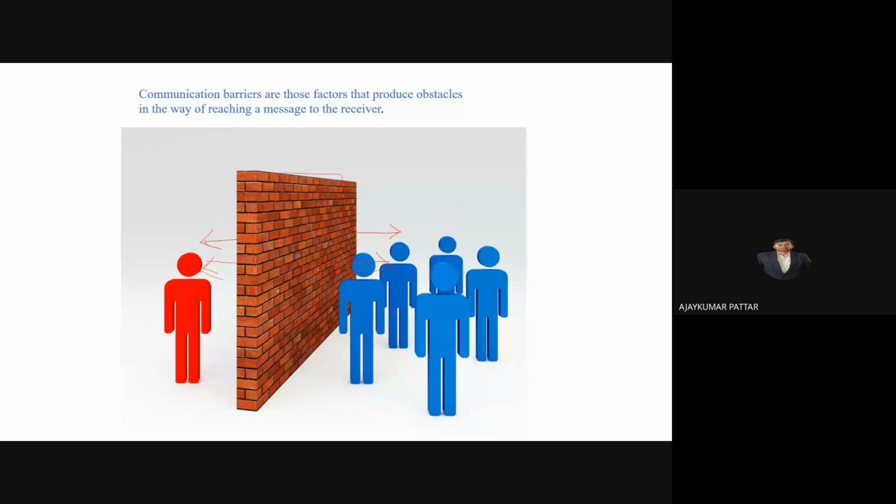So the communication barriers are those factors that produce obstacles in the way of reaching the message to the receiver. If the sender is sending the message and the receiver is giving the feedback, but because of this disruption or obstacle, a barrier is created. So this is the concept of communication barrier. Whatever factors or things produce obstacles in the way of the message reaching from sender to receiver, we call a communication barrier.